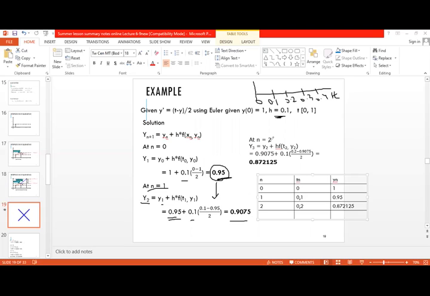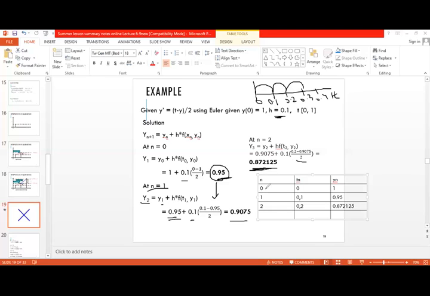Then you move on to the third. n equals 3 means that we've moved from t of 0.1 to t of 0.2. So this is n equals 1, n equals 2, n equals 3. Your t keeps moving, so you substitute those values once again, and follow the same process till we get this value, which is 0.87215.